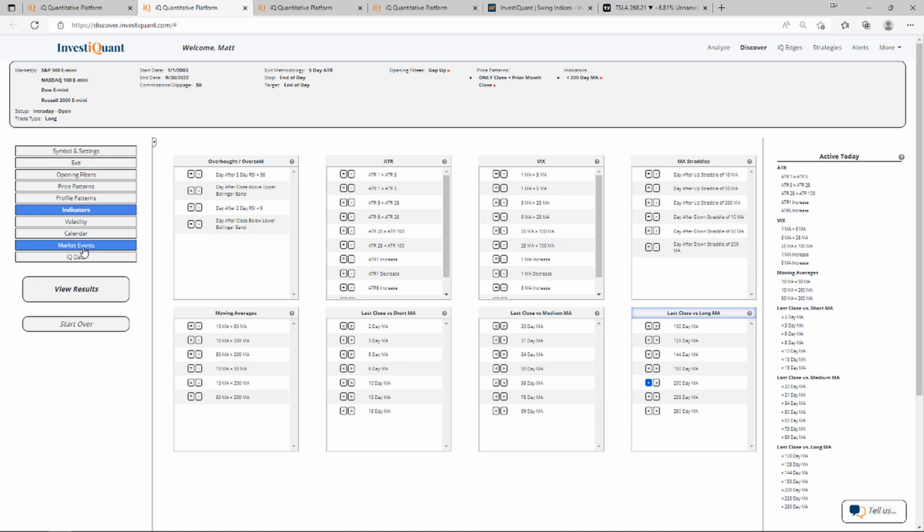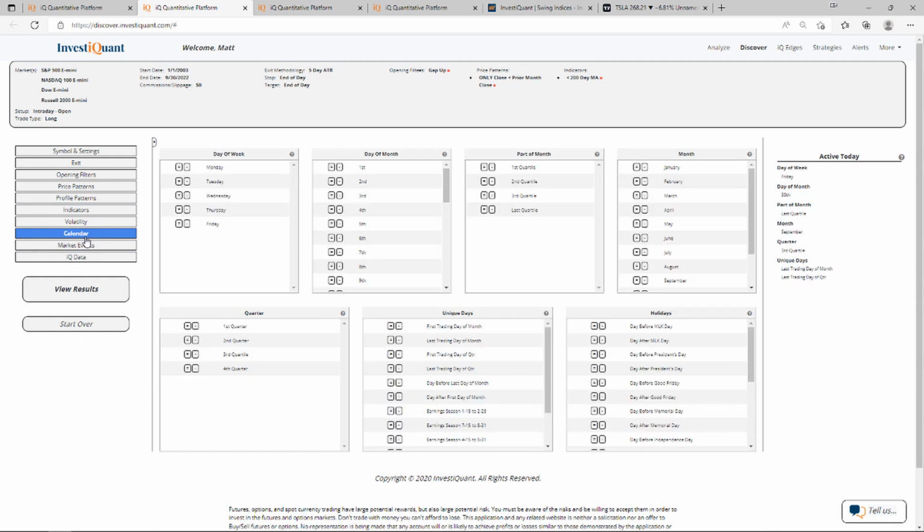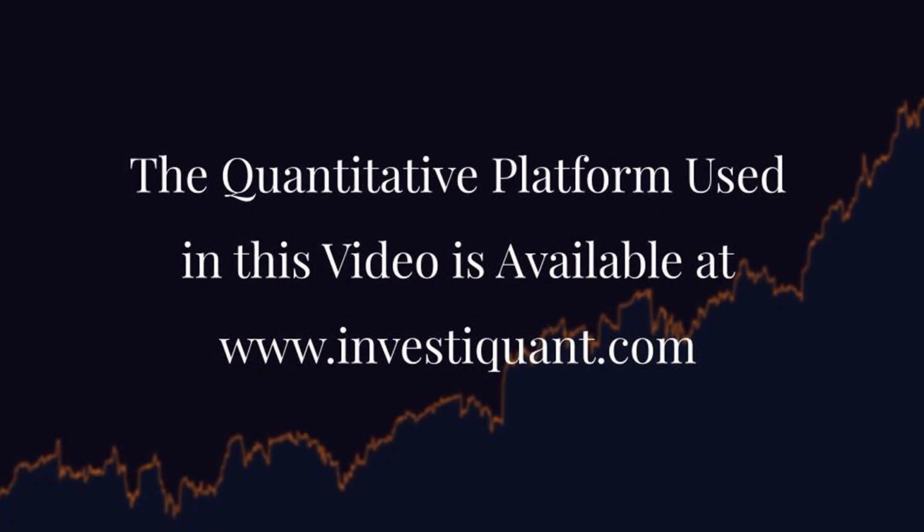And then lastly, I'm going to go to the calendar library. And I'm going to point out that today is the last trading day of the month. That is in the active today section, and it comes from our unique days. All right, now I can click view results.